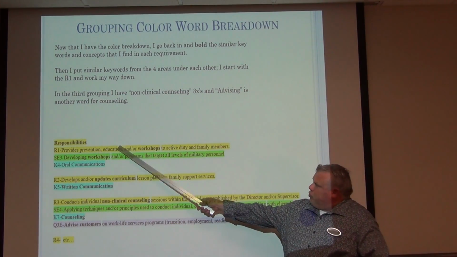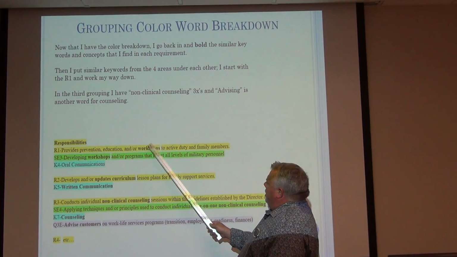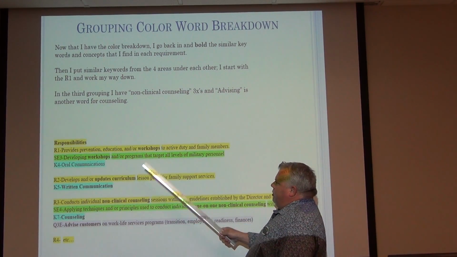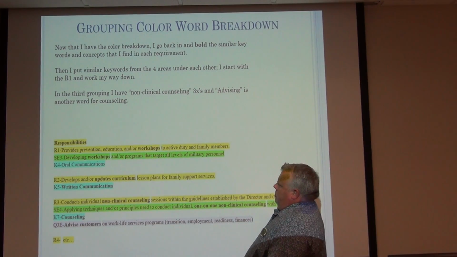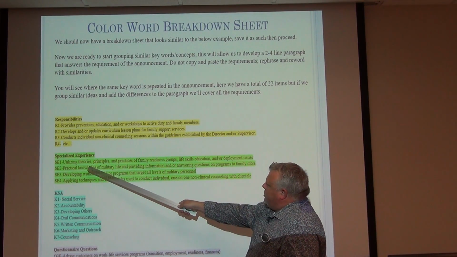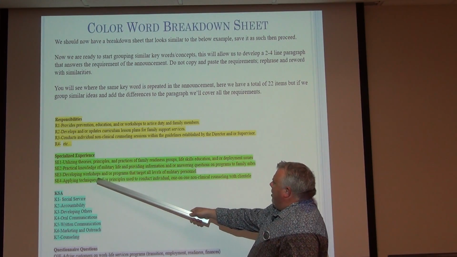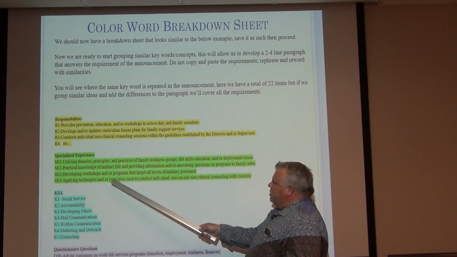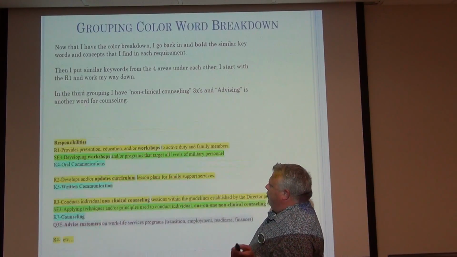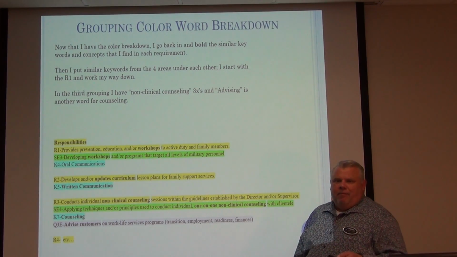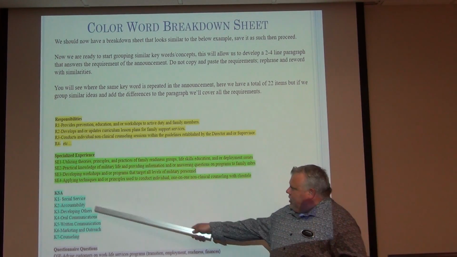So I start with the first responsibility, and I go, okay, I'm looking at providing workshops to family members. Well, as I look through the rest of the responsibilities, it's not talking about workshops. Let me back this up right here, right? So when I go to specialized experience, I go, okay, well, are they talking about workshops somewhere in here? Boom, develop workshops, number 3. So what I do is I copy and I paste that number 3 under the number 1. You see that? So now I'm going to go down to KSAs.